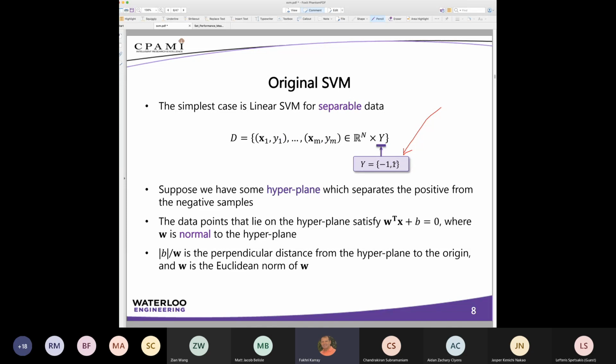y1, ym belonging to either -1 or +1. So this could be 1, this could be -1 or 1, depending on the binary classification. So let's look at the original support vector machine when it was first suggested. And what is the major idea?